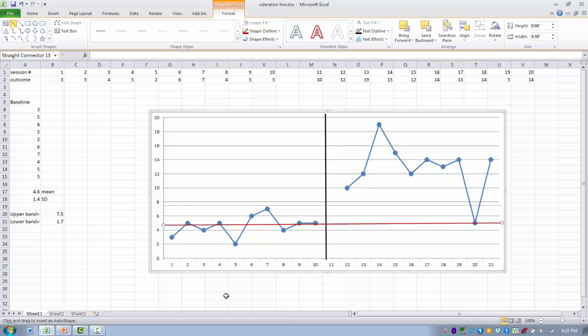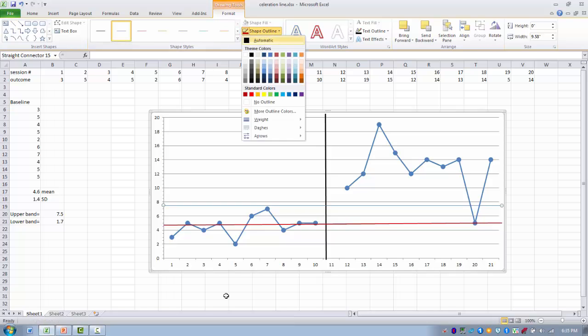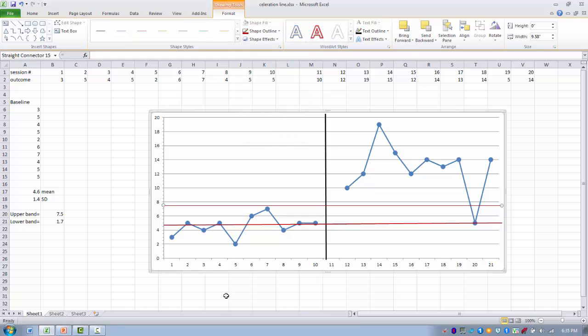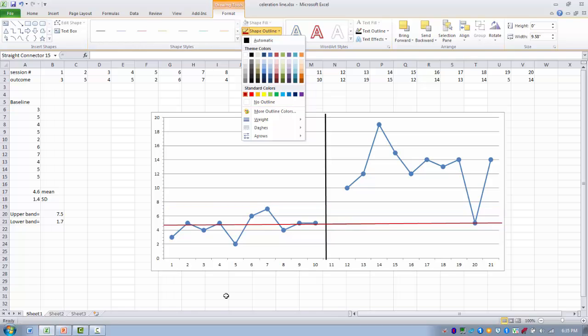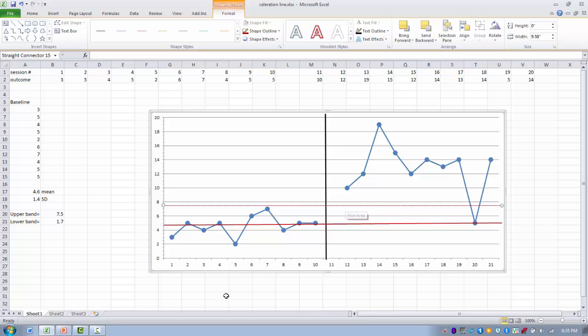Now this one I'm also going to turn red, but I'm going to make it a dotted line. So again, I can differentiate that that is the upper two standard deviation line. I make that a dotted line. So again, that's our upper two, so that's two standard deviations above the mean of the baseline.